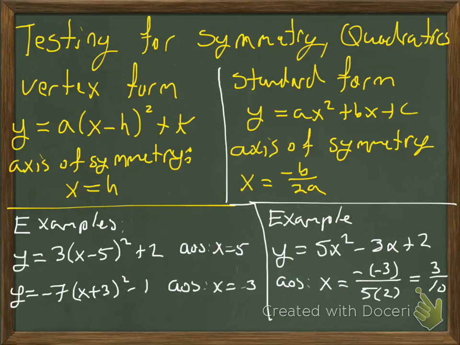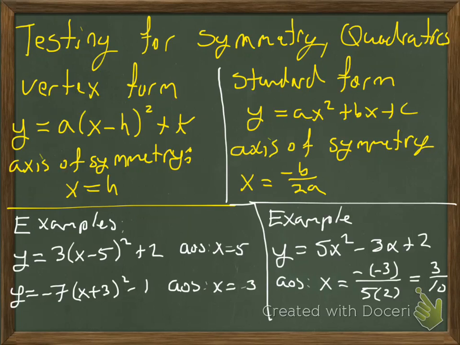And this is going to be a brief recap of testing for symmetry for quadratics and then testing for symmetry in general. So for quadratics, we had two things to look at. One was called vertex form, and that was y equals a times (x minus h) quantity squared plus k. The axis of symmetry, which is sometimes called the line of symmetry, is x equals h. So some examples of finding the axis of symmetry or the line of symmetry.